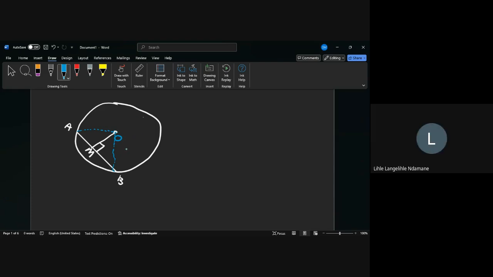Okay. So we're going to say OM is equal to OM, which is common. Why am I writing that? Why do I write OM equals OM, common? Why?